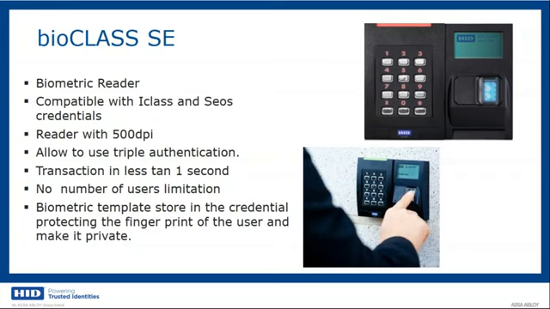This is a little bit of a specification of this reader. The name of the reader is BioClass SE, HID's biometric reader. It's only compatible with iCLASS and CIOS. iCLASS and CIOS are two credential technologies that HID has developed. It has a resolution of 500 dpi, okay?